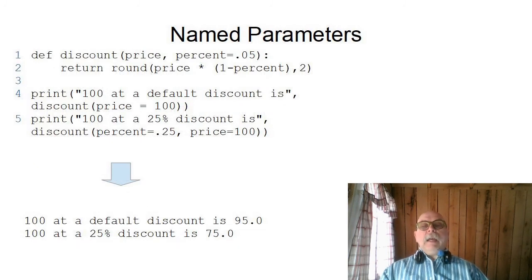So I'm using the same definition that we did in our last example, but look at line 4 where I say discount price equal 100. That tells it that the 100 goes into the price variable and the percent variable isn't passed. Look at line 5 where I say discount percent equal 0.25 and price equal 100. It allows me to define the arguments in a different order than they'll actually be received up in the definition.